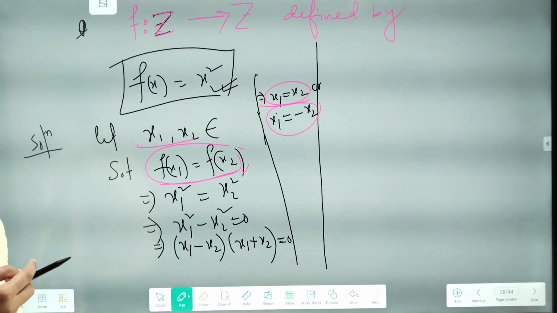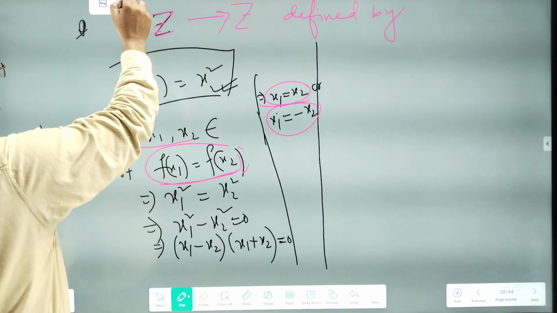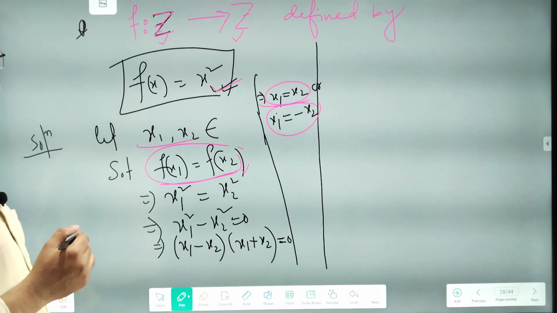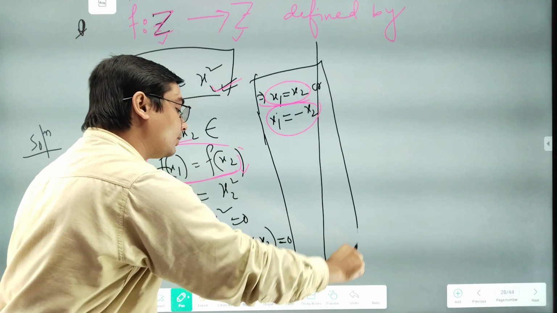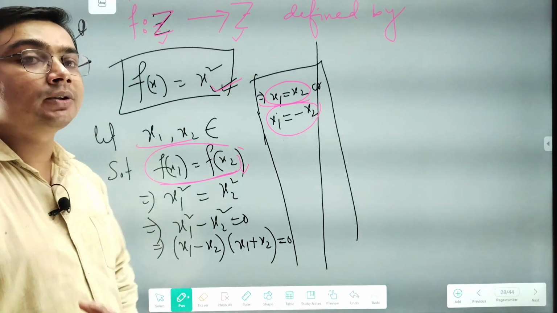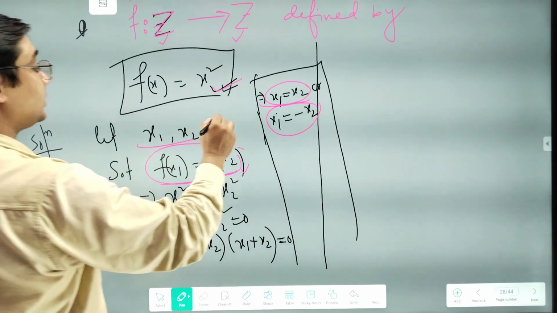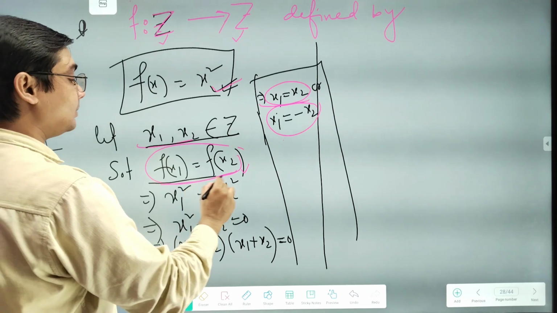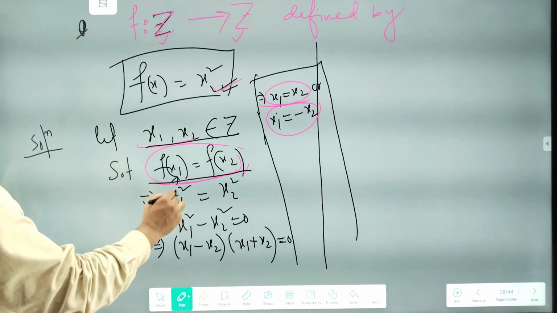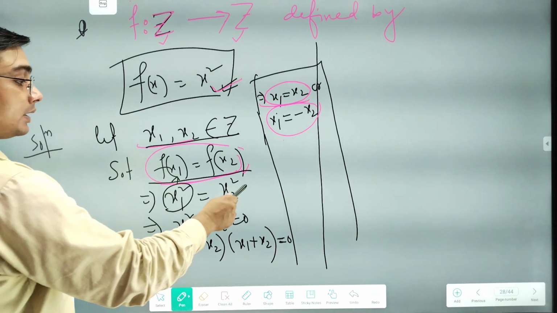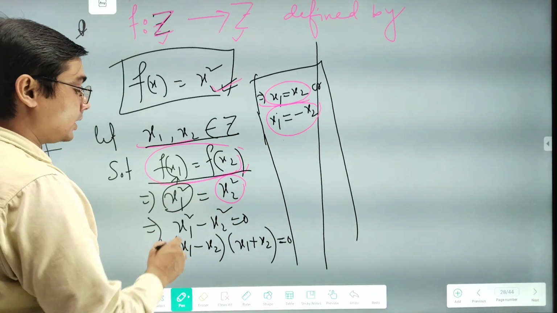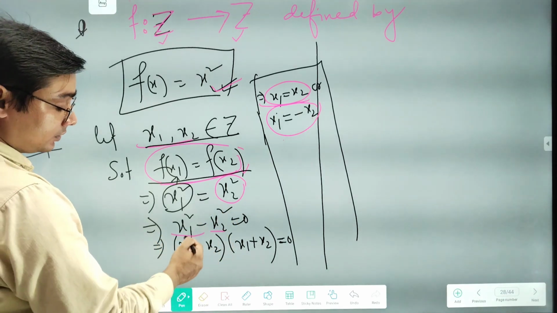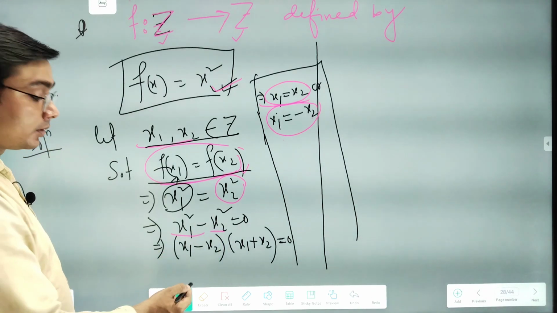Suppose you see another example of a function. If we consider f is a function from Z to Z and define it this way, f of x is equal to x square. Now suppose we want to verify whether this function is one-one or not. Then just follow the working rule. Suppose we consider x1 and x2 are two elements in Z such that their images are equal. Now f of x1 will be x1 square, and the value of f of x2 will be x2 square. If you take the left side, you will get x1 square minus x2 square. If you use the a square minus b square formula, you will get this.